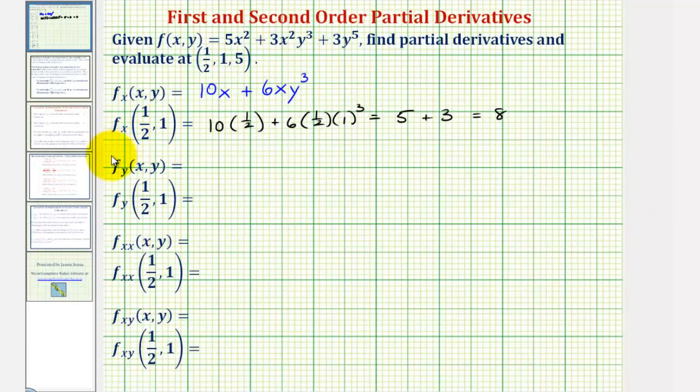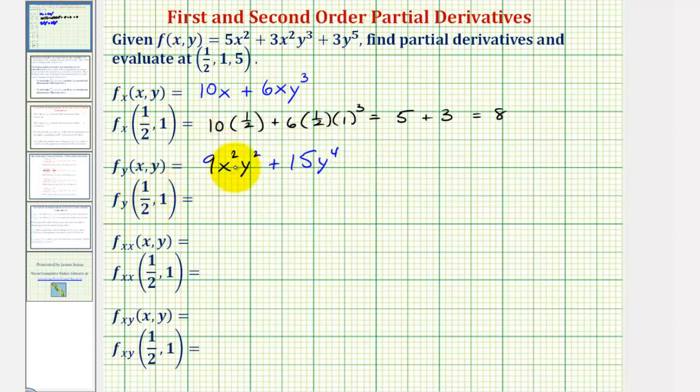Now we want to find the partial derivative with respect to y, so we'll differentiate with respect to y, treating x as a constant. So the derivative of 5x squared with respect to y would be 0. The derivative of 3x squared y cubed with respect to y, we would multiply by 3, so that would give us 9x squared y to the second, because we subtract 1 from the exponent of 3 on the y, and then plus the derivative of 3y to the fifth with respect to y would be 15y to the fourth.